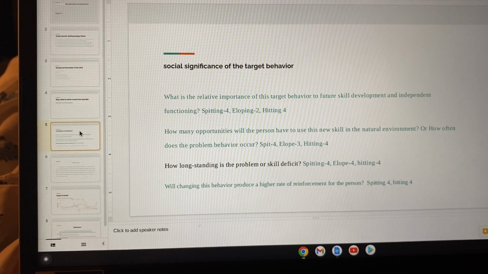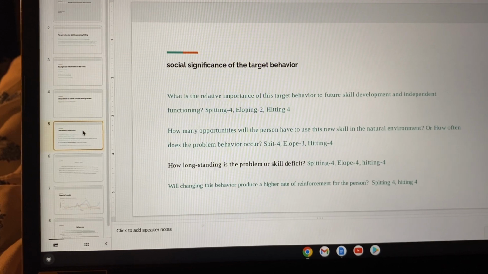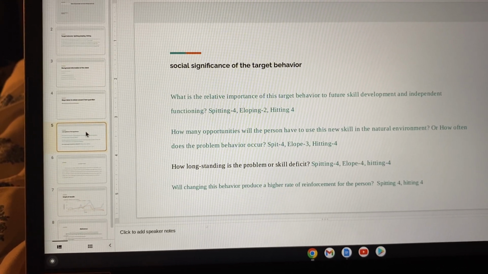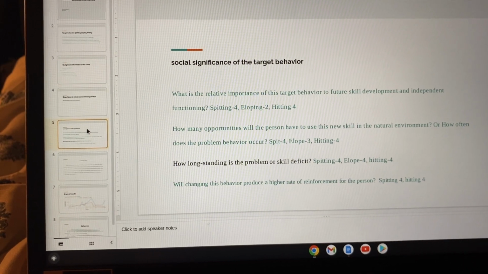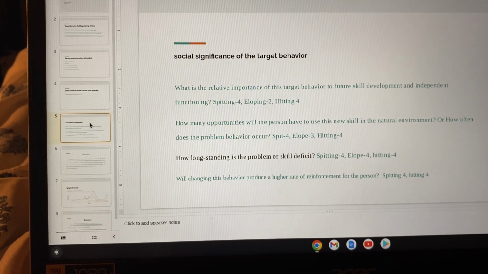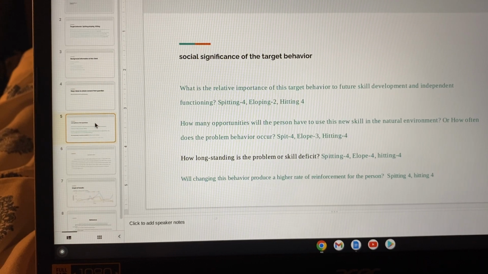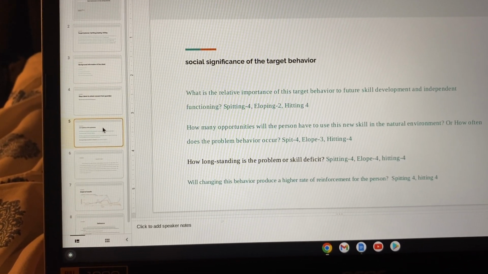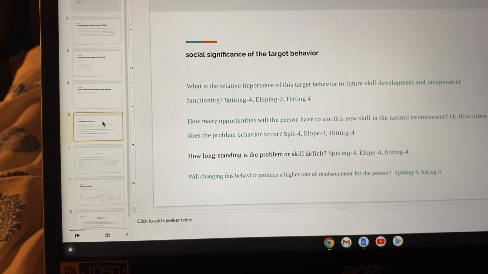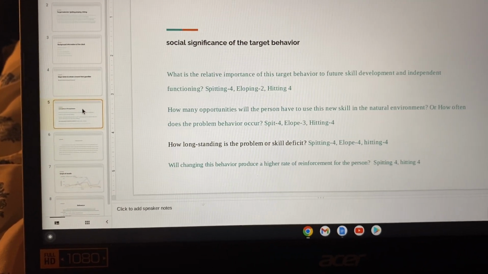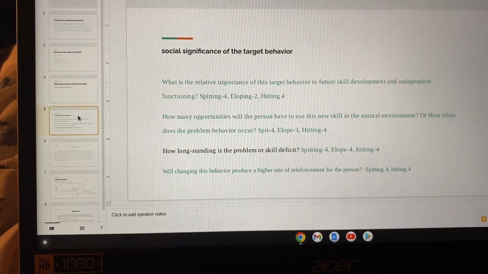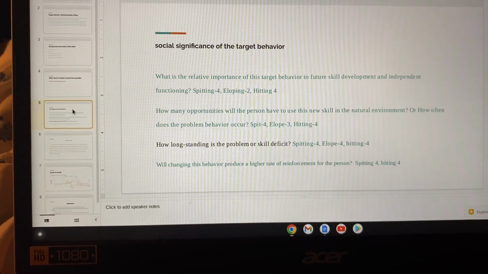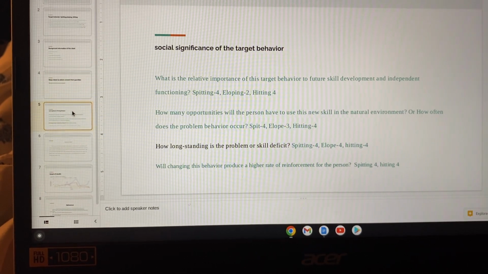We see here the next one: how many opportunities will a person have to use this new skill in the natural environment, or how often does the problem behavior occur? And we see the ratings for this one as well. The next one is how long-standing the problem or skill deficit is. Based on the answers to these questions, that will determine the social significance of the target behavior, based on a rating and what is important about it.